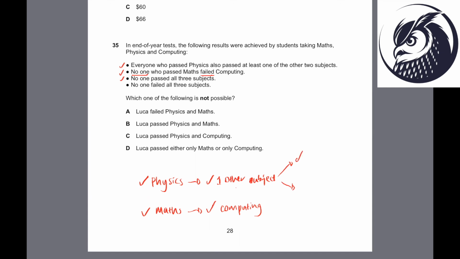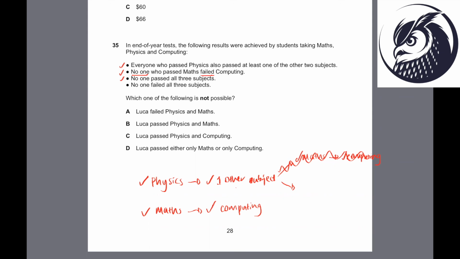So let's say they passed maths. Well, we know that if they passed maths, they also did pass computing. Now, so if I write that here, they passed computing, that doesn't actually add up, does it, guys? Because we know that it's not possible for you to actually pass all three subjects. So this branch we actually have to get rid of, okay? We know that it can't be true. So that means if they pass physics, the one other subject that they did pass would have just been computing.